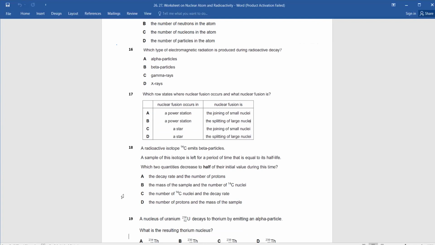Which option states where nuclear fusion occurs and what nuclear fusion is? B. Nuclear fusion occurs in the sun, where light atoms smash together. You see how confident Adnan is because he joined previous classes. I did not say previous class only, previous classes.